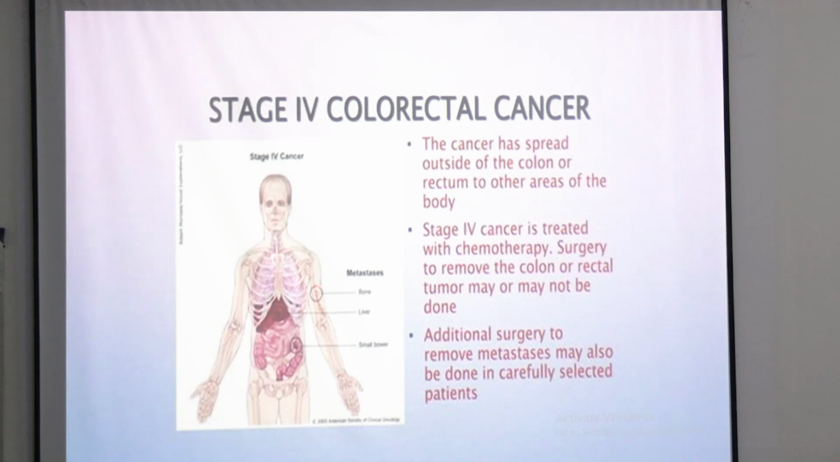And where does metastasis occur? The metastasis may occur to bone, lungs, liver. These three are the common sites of metastasis. Liver, lung, and bones. These are the three main sites of metastasis.